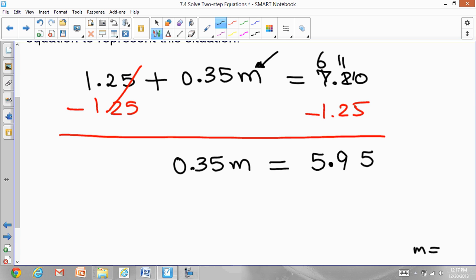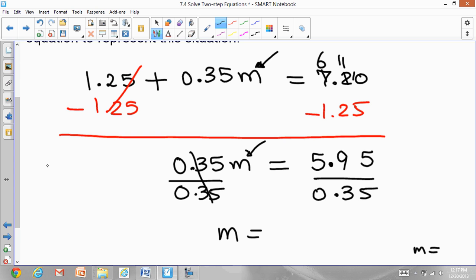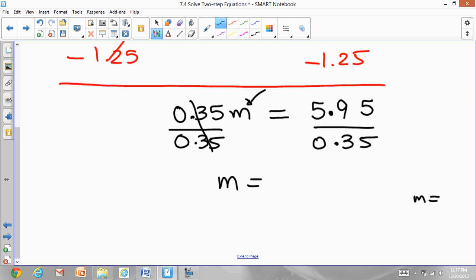So now you want to find what m is. So you divide by 0.35 on the left and divide by 0.35 on the right. These two cancel out. You get m equals. So this is an easy division. It's just a decimal number divided by a decimal number. So 5.95 divided by 0.35.